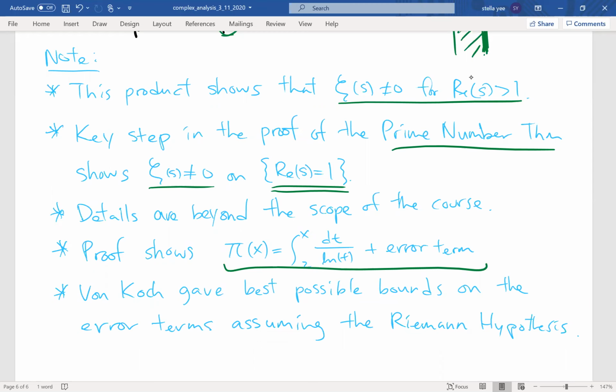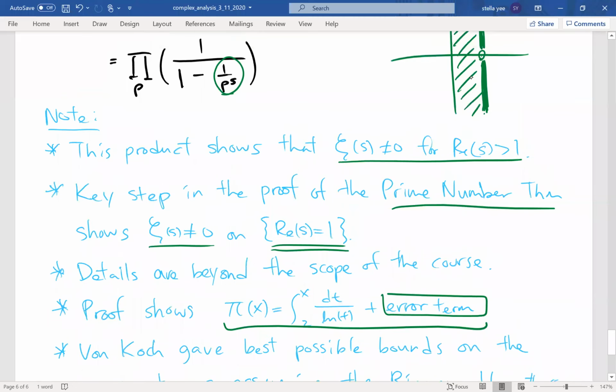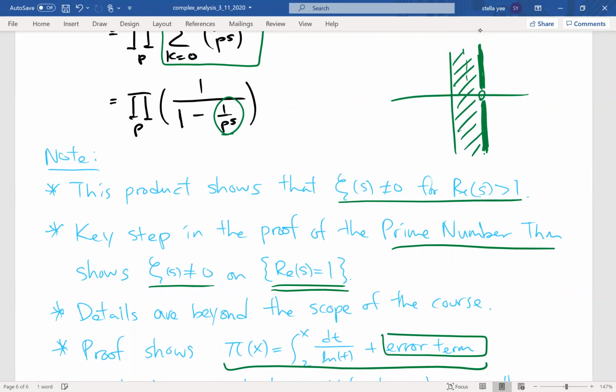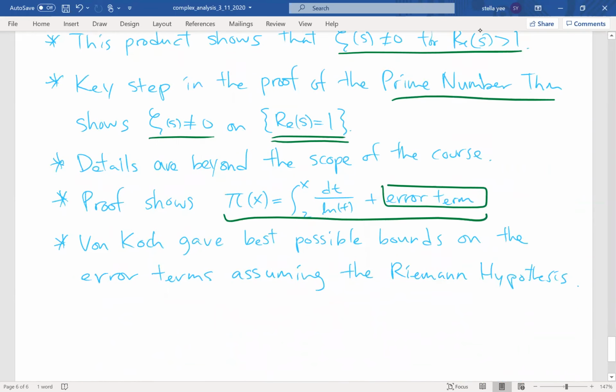Okay. And von Koch gave possible bounds on the error term that's written here, assuming the Riemann hypothesis. So if you can write down all of the zeros, and if they lie on the critical line, then we actually know how the error term behaves. But for that, we need the Riemann hypothesis to be true.